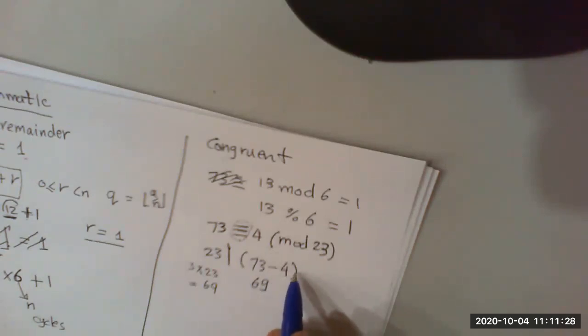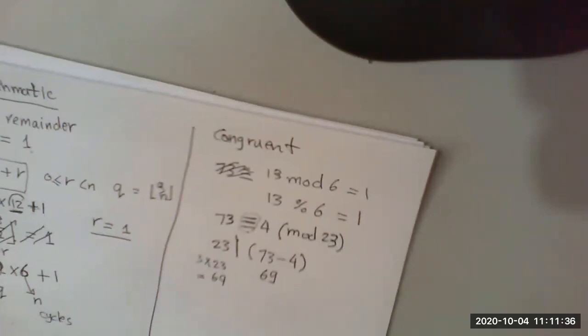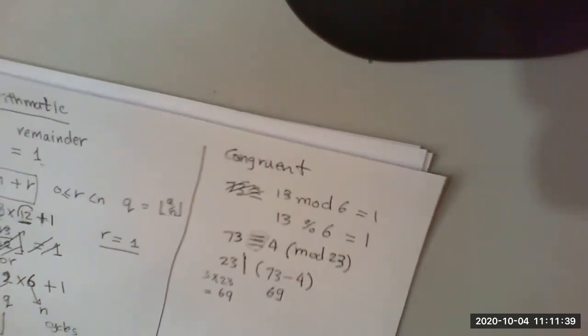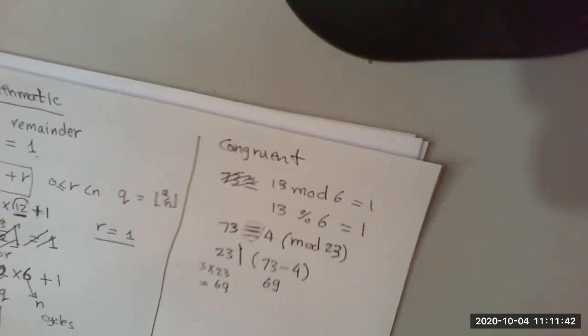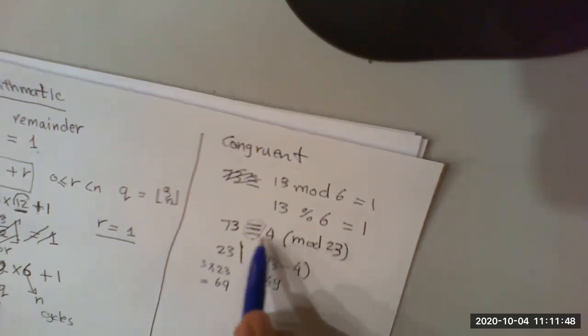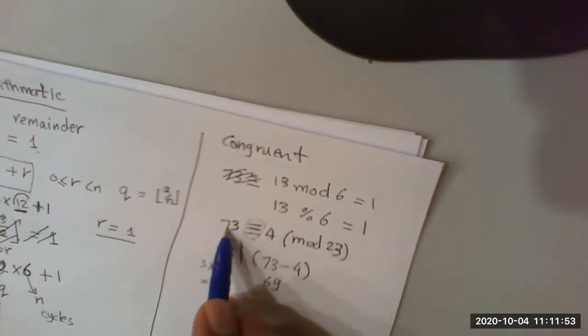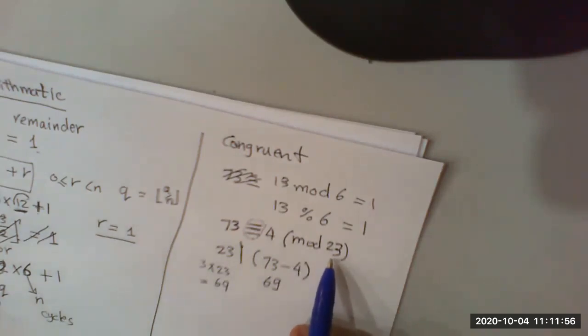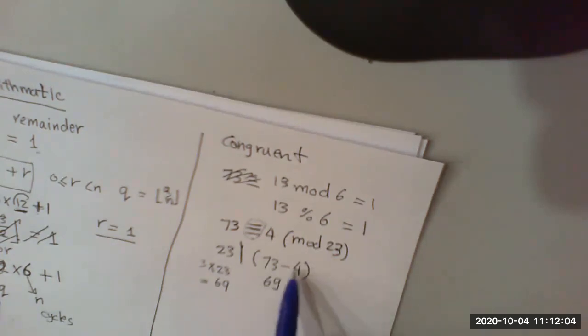Okay, can you repeat your question, please? There is another way of writing the modulus, the remainder and the modulus. This is another way, just to make sure that the difference between 73 and 4 is divided by 23. 23 divides that difference. Do you understand this point?